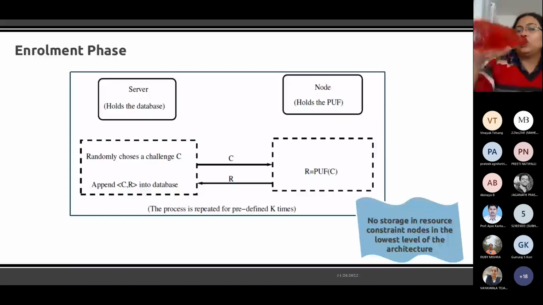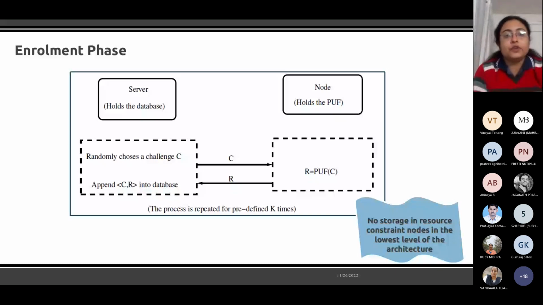Okay, so I think we can start now. To describe the protocol, I have assumed that my PUF is also multi-bit. There is a server and the node. The server will send some challenge and the node will get the response. There is no storage in the resource-constrained nodes at the lowest level of the architecture.